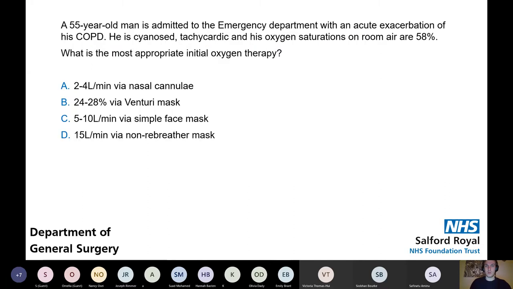So related to that, a 55-year-old man admitted to the emergency department with an acute exacerbation of COPD. He's cyanosed, tachycardic, and his oxygen saturations on room air are 58%. What is the most appropriate initial oxygen therapy? Nasal cannulae, Venturi mask, simple face mask, non-rebreather mask. Okay, so information there. He's come into ED, he has COPD, he's cyanosed, tachycardic, sats 58. What are we going to put him on to begin?